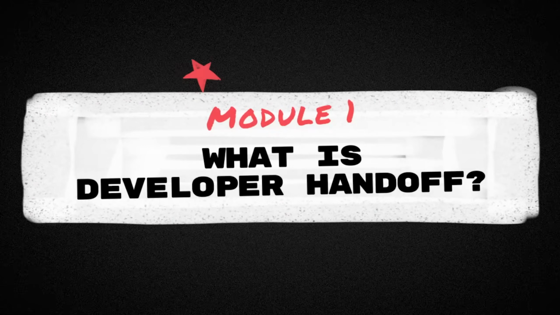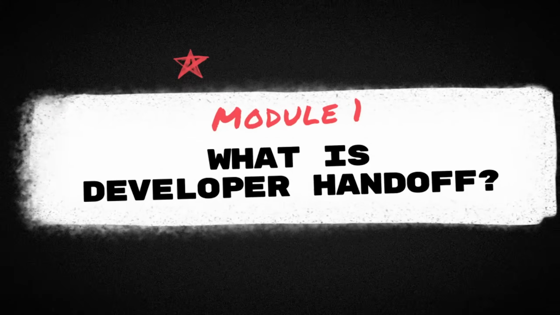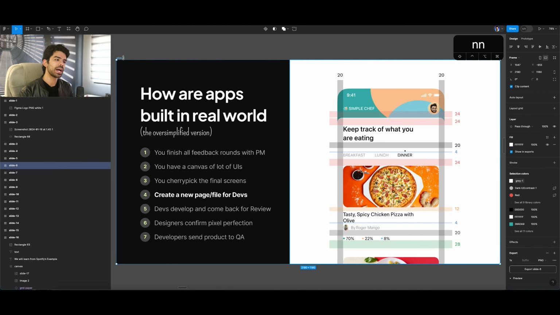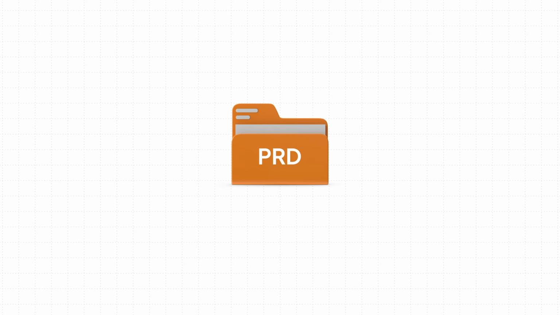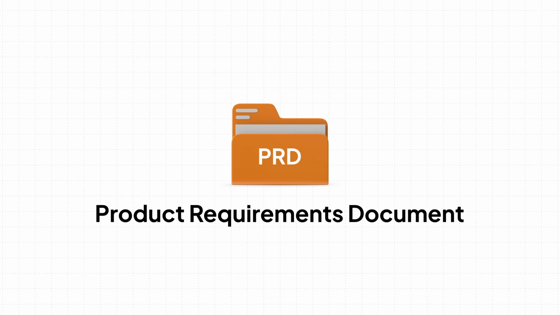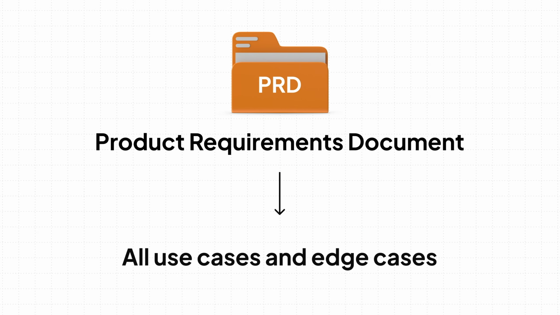What exactly is this developer or design handoff? See, I'll tell you how apps are built in the real world. Step number 1 is that a product manager from your company or someone from your company would come to you with a PRD, which is a project requirement document. That PRD has a list of features, a list of edge cases, every single thing is specified.